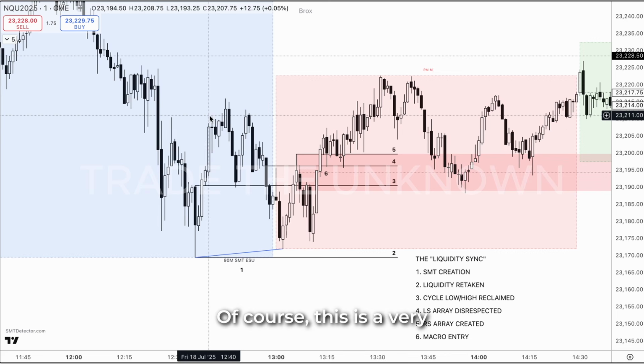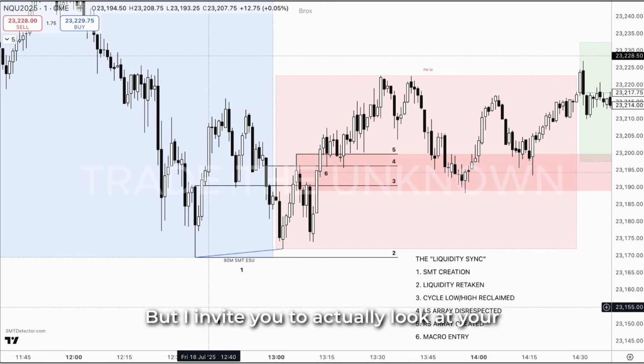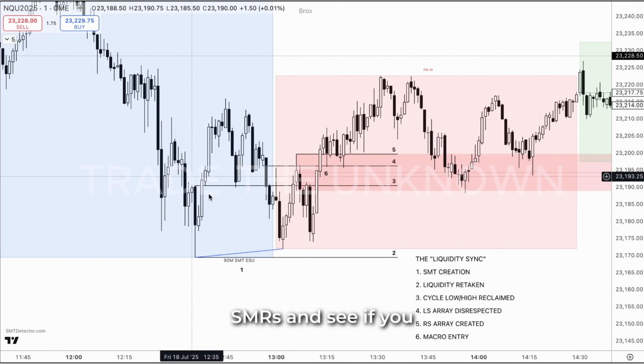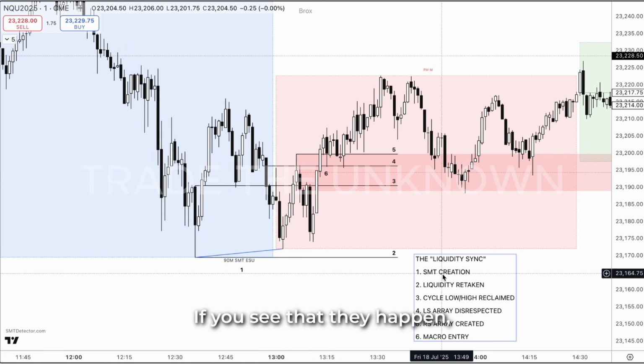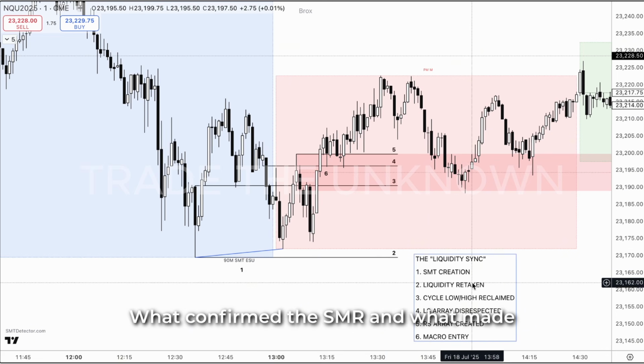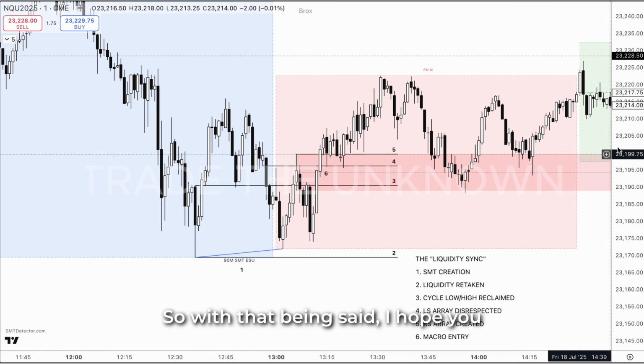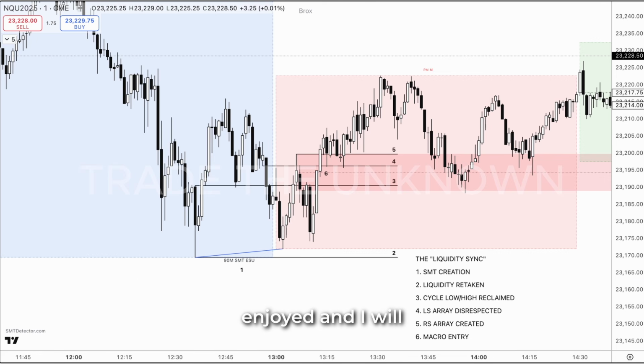Of course, this is a very simple example, just a one time, but I invite you to actually look at your SMRs and see if you can find these things. If you see that they happen, what order do they happen in? What confirmed the SMR and what made price move lower or higher sharply?